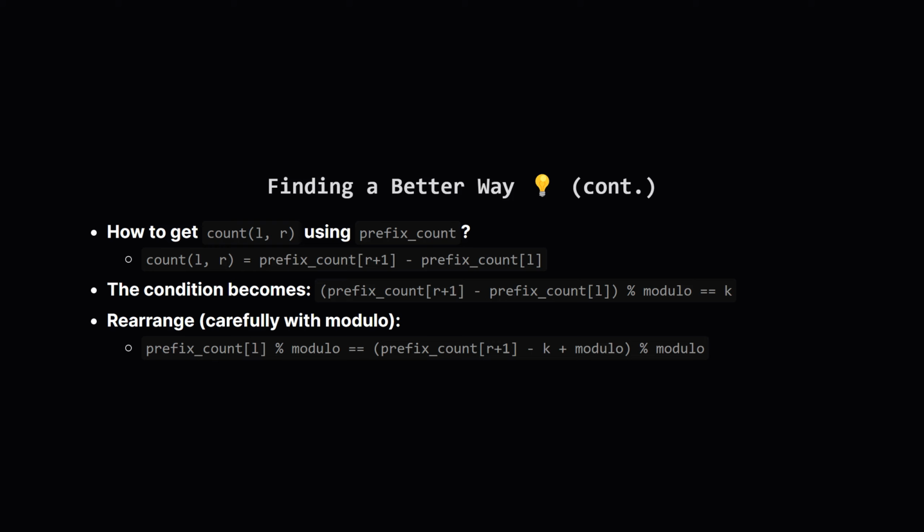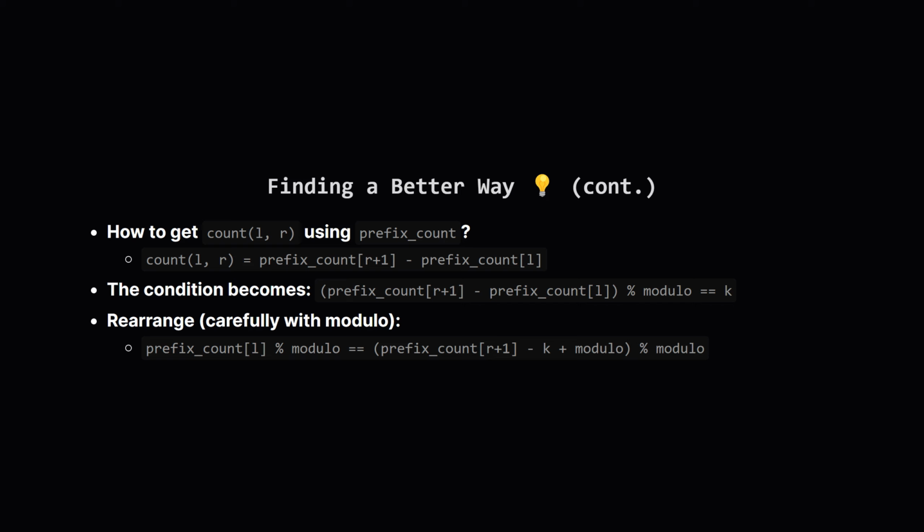Now if we have these prefix counts, how can we find the count for a specific subarray nums[L..R]? It's simply the total count up to index R, which is prefix_count[R+1], minus the total count up to before index L, which is prefix_count[L]. So count[L..R] is just prefix_count[R+1] minus prefix_count[L]. Substituting this back into our condition, we want to find pairs where (prefix_count[R+1] minus prefix_count[L]) percent modulo equals k. We can rearrange this using modulo arithmetic. Remember that (A minus B) percent m is the same as ((A percent m) minus (B percent m) plus m) percent m.